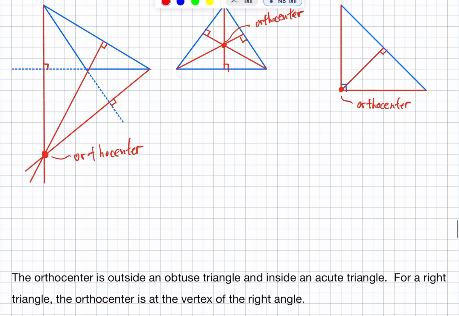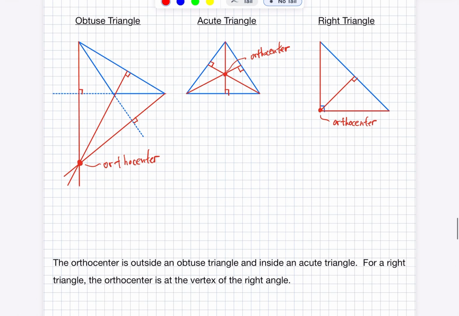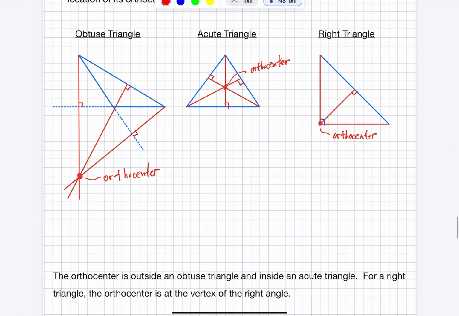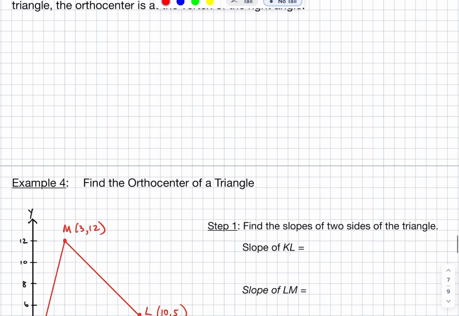the orthocenter, let me go ahead and zoom out a little bit. The orthocenter is outside an obtuse triangle, as we showed over here, and inside an acute triangle, as we showed over here. And then for a right triangle, which we have here, the orthocenter is at the vertex of the right angle. Okay? All right, so let's go on to the next example.